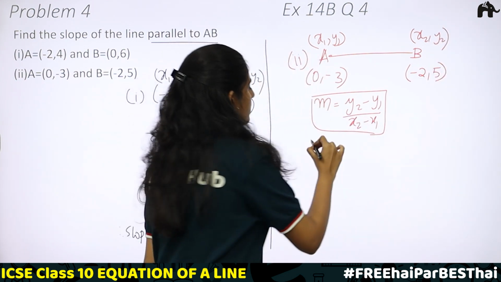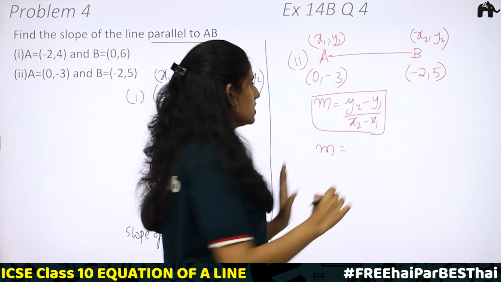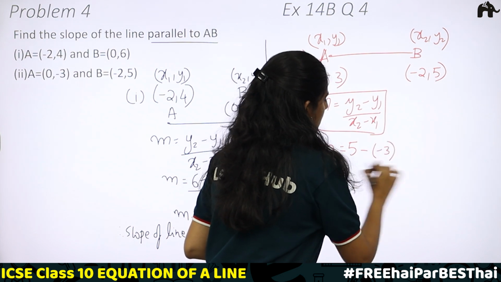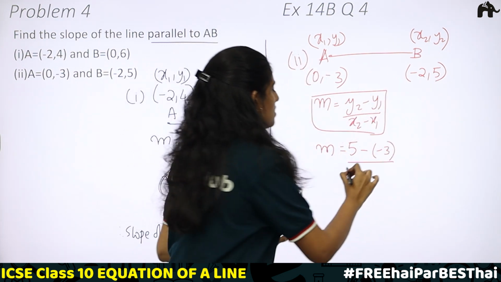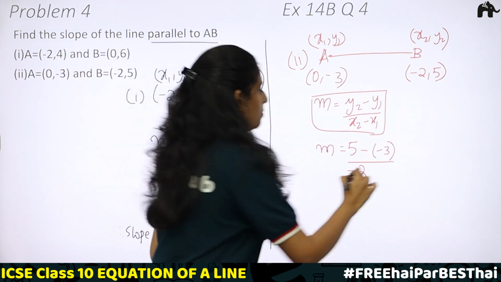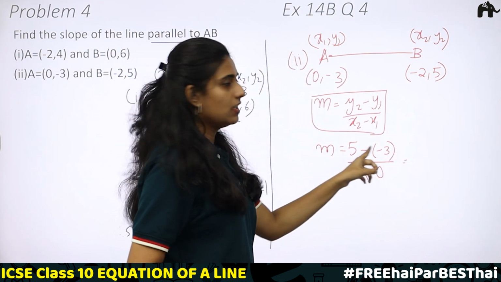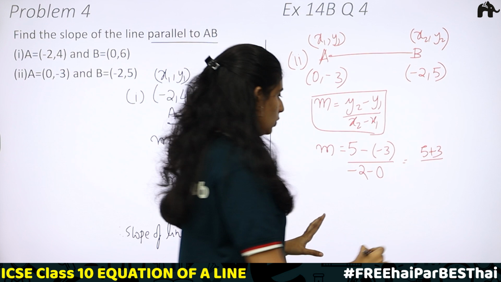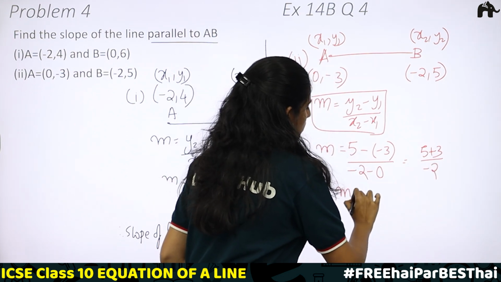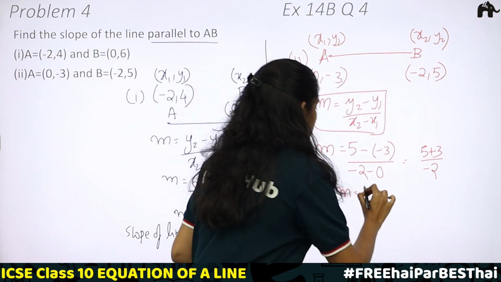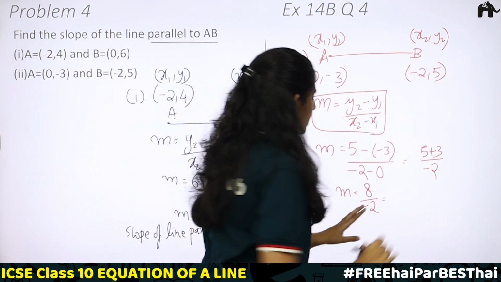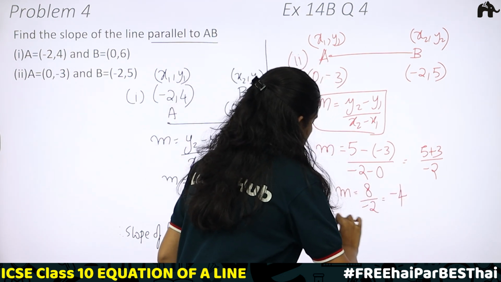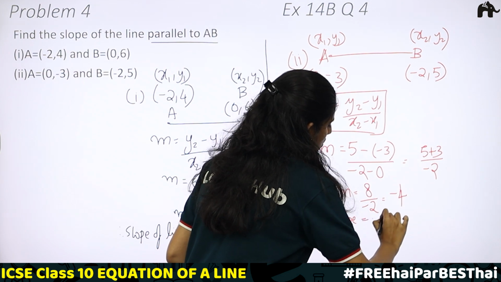Now substituting the values, we get m is equal to y2. Here y2 is 5 minus y1 is -3 divided by x2 minus x1. x2 is -2 and x1 is 0, -0. That is equal to 5 minus -3. 5 plus 3 divided by -2. Therefore, m is equal to 5 plus 3, we get 8 divided by -2. Taking the negative to the numerator, 8 by 2 is 4. Therefore, here the slope is equal to -4.